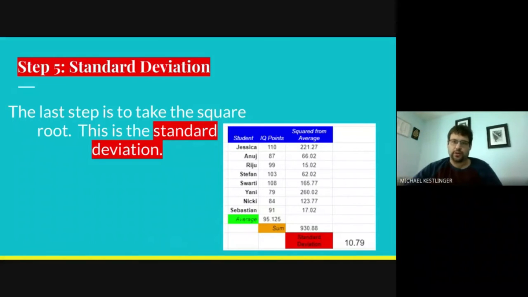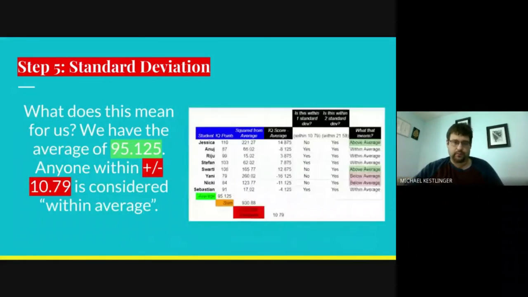So here are the two numbers that we really need to look at: average and standard deviation. What does that mean for us? We have the average of 95.125. Anyone within plus or minus 10.79 is considered average. If you notice my little table here, I'm going to go back to Sebastian first. Sebastian was really close, so we're just going to say he was close enough to average. We could do that for the other people: Anuj, Riju, Stefan. Their scores were close enough that we could say these are average kids.